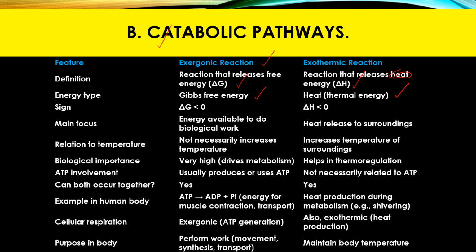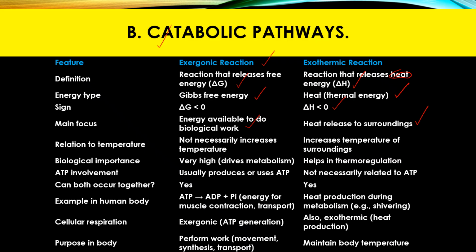and delta H is known as thermal energy. Delta G less than 0 means energy is being produced by the system, and delta H less than 0 means that energy is being released into the surroundings. The main focus of exergonic reactions is the energy available to do biological work, and in exothermic reactions the heat is released into the surroundings from the system.